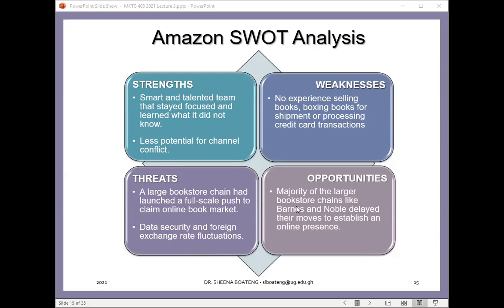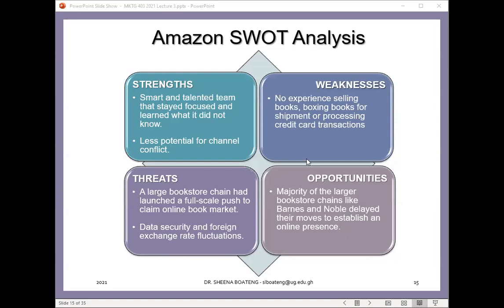However, they saw one huge opportunity, which was the fact that the majority of the larger bookstore chains, like Barnes and Noble at that time, even though they had thought of the need to start selling books online, had not made significant strides towards doing it. So based on the strengths and opportunities that they saw, they realized that the weaknesses and threats were no match compared to what they stood to gain if they took the gamble. And that birthed the online book selling platform that today has become the global giant when we talk about digital marketing in general.